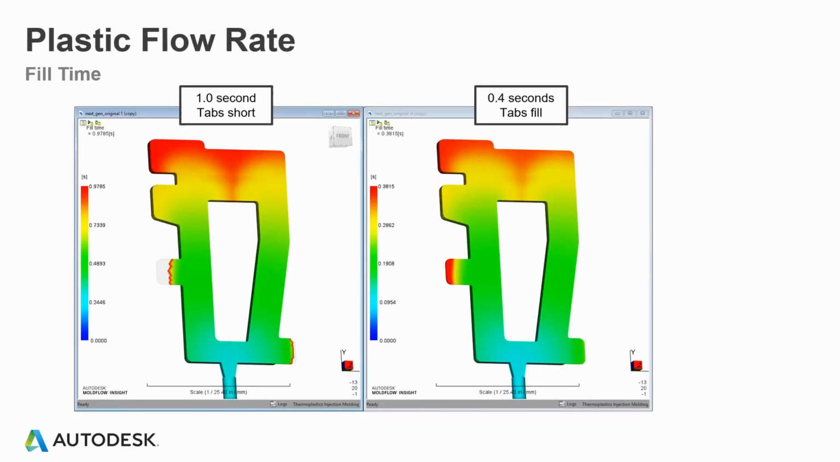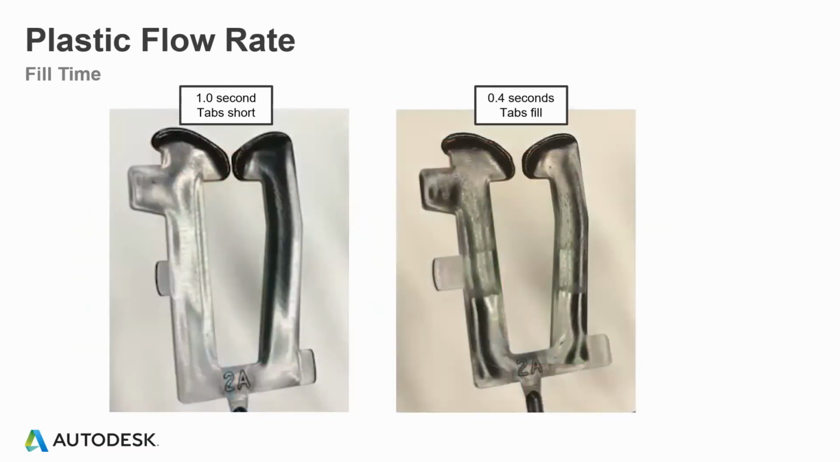If we look at the Moldflow on this, at 1 second, the tabs will short. I can run multiple studies at various fill times, and I can tell Jason that he needs to run this at 0.4 seconds or faster to get those tabs to fill. And then if we compare that to actual parts, at 1 second with this particular material, those tabs do indeed short.